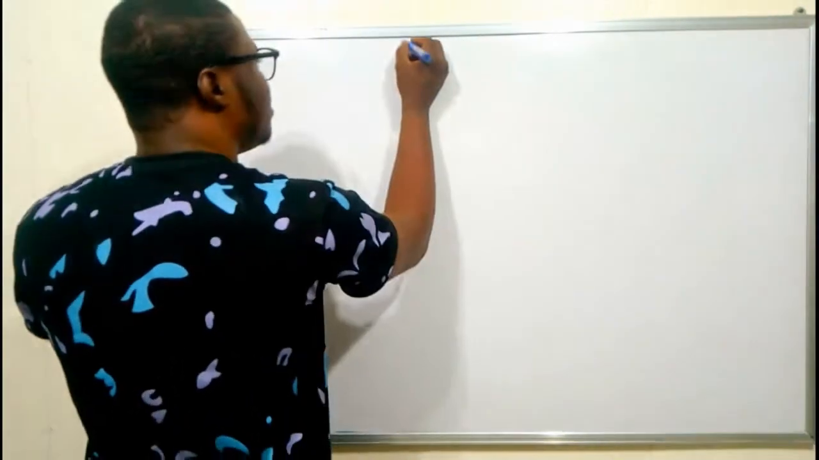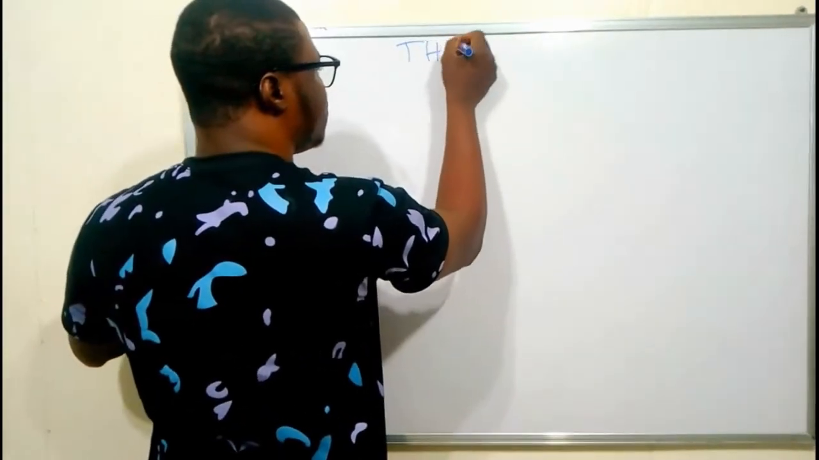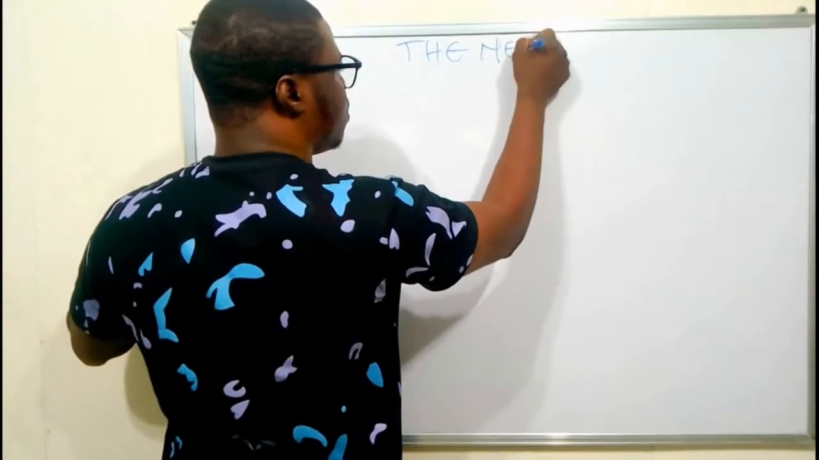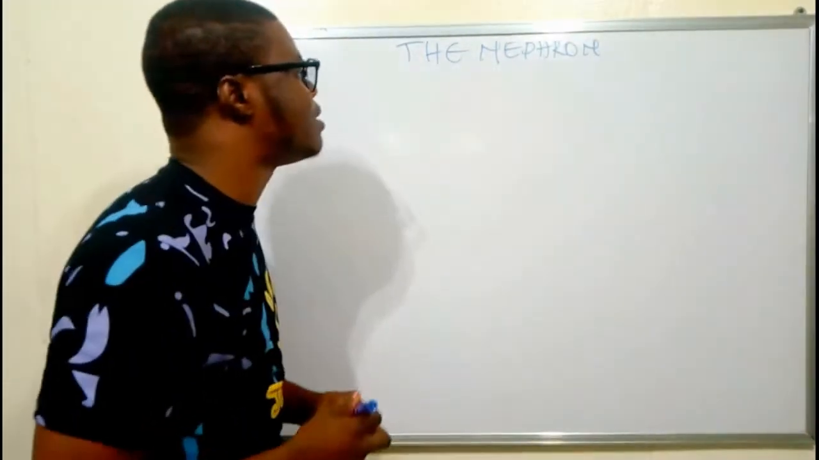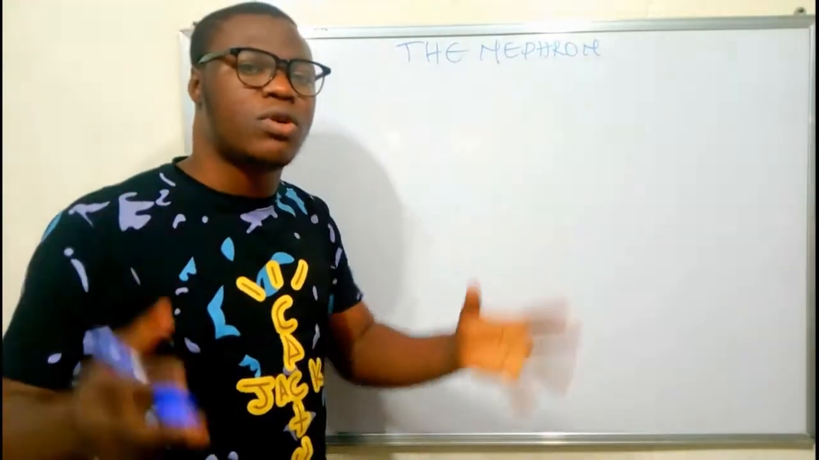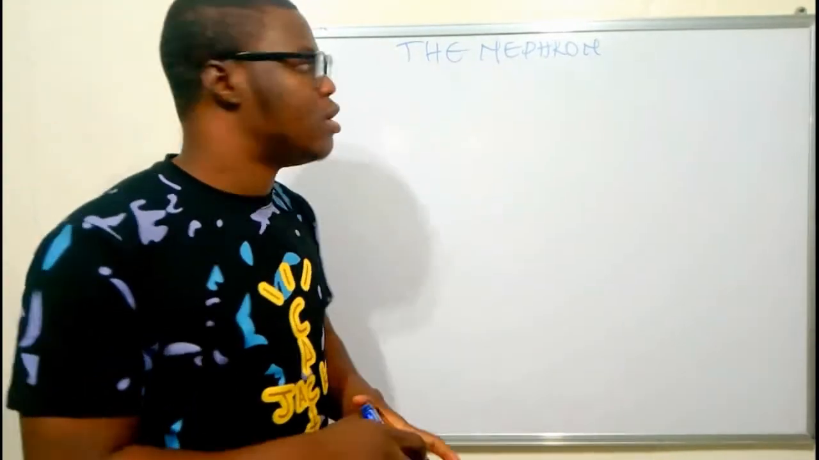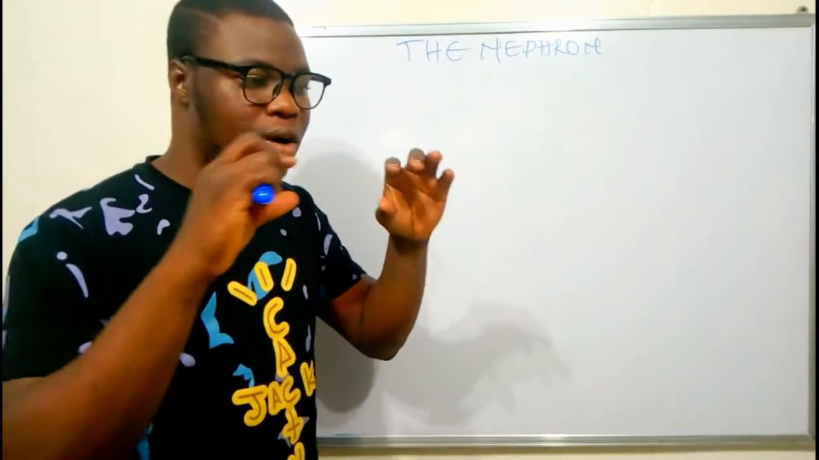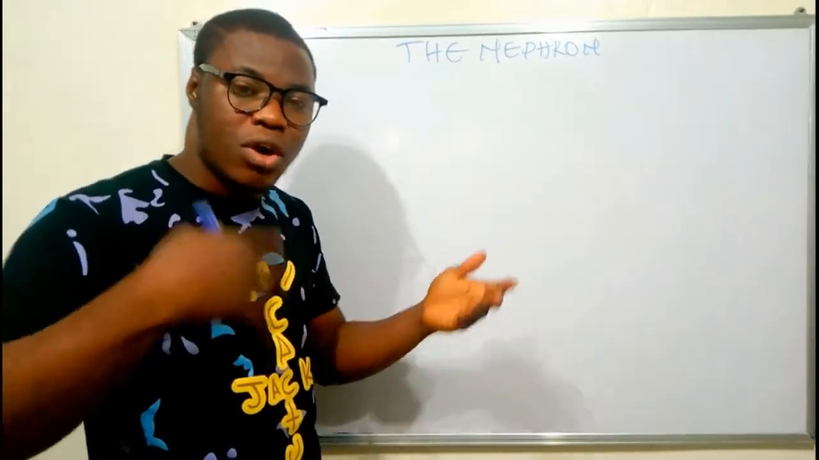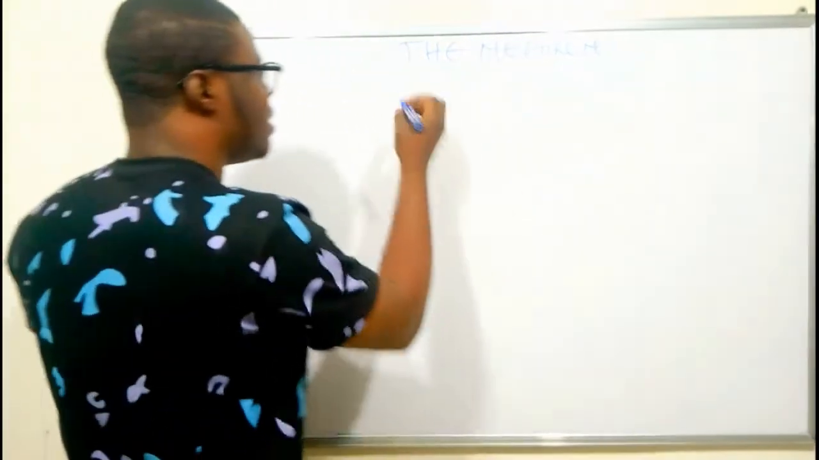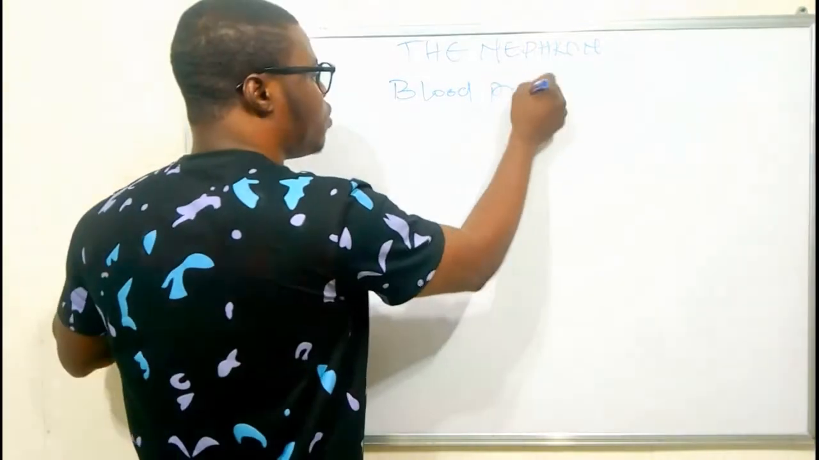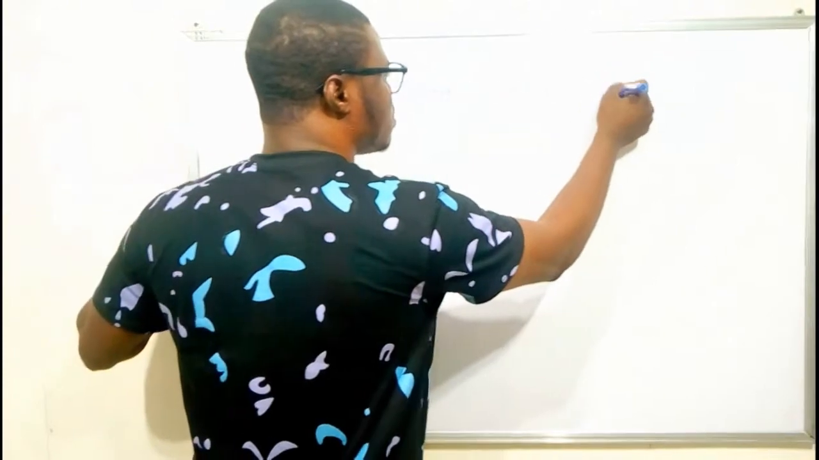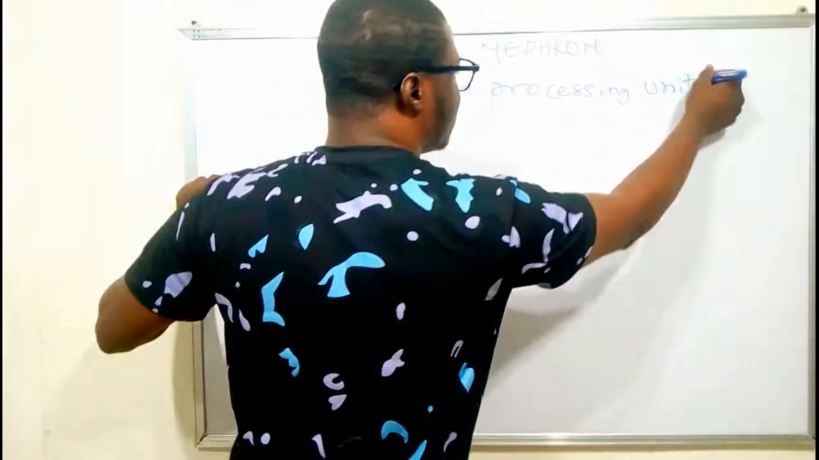Welcome back. So we said we are going to be discussing the nephron. The nephron right here is the microscopic structure of the kidney. They also used to call it the functional unit of the kidney. And apart from that, they used to call it the blood processing unit as well.